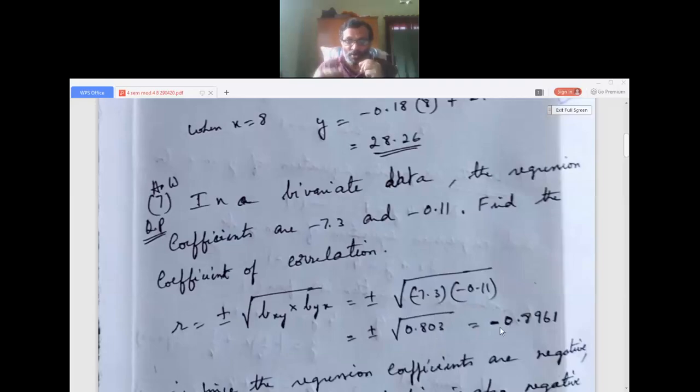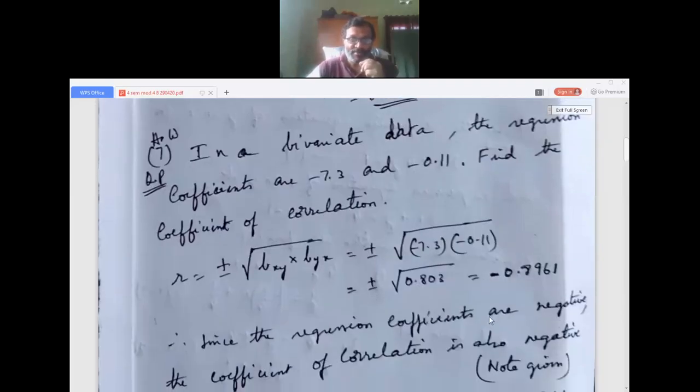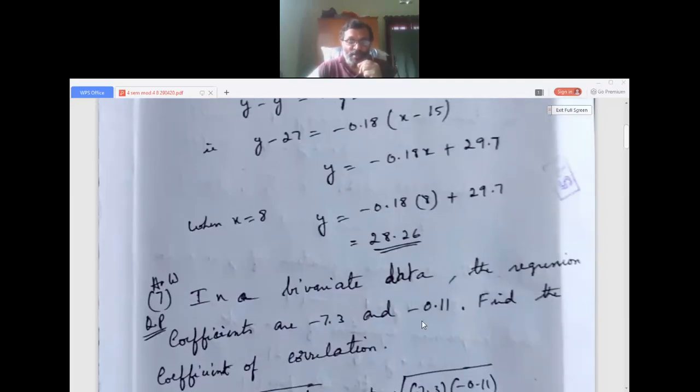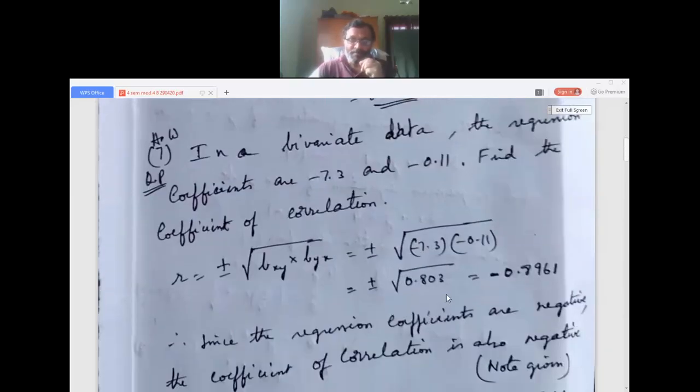Now the doubt comes whether to use plus or minus. I have given this in the note at the beginning of regression. See the note. It is given very clearly: if the regression coefficients are negative, then R will also be negative. Here it is plus or minus, and it is your work to decide which. This sign depends on the sign of bxy and byx.